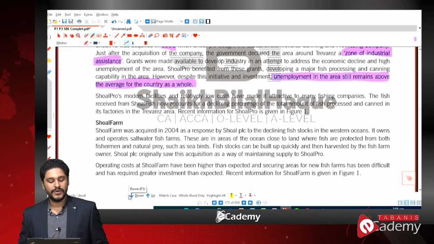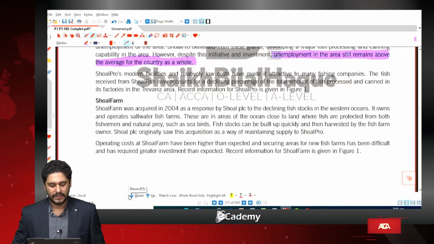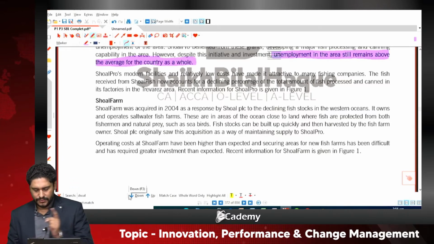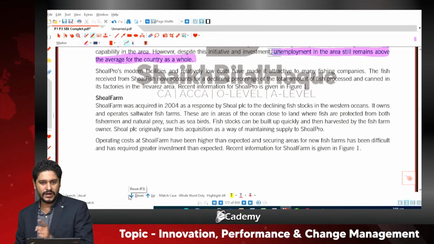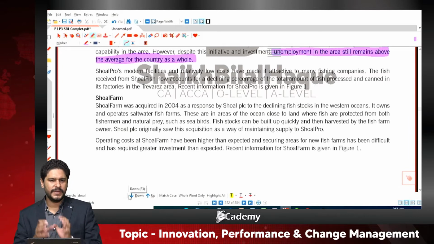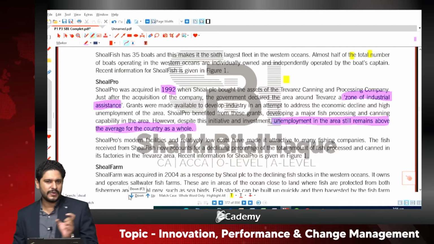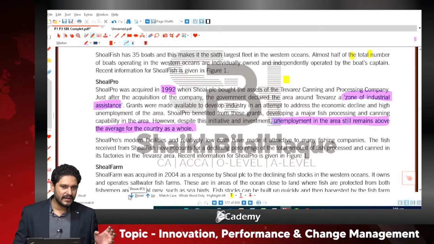So let's move forward. We have got the information about the Shoal Farm right now. Shoal Farm was acquired in 2004. This means that Shoal Fishing was acquired in 2002. Shoal Pro was acquired in 1992. Shoal Farm was acquired in 2004. This means that the origination of Shoal PLC started with Shoal Pro, where the canning and processing of the fish is being done. Now they have gone for backward and forward integration. That is, they will be buying their fish.